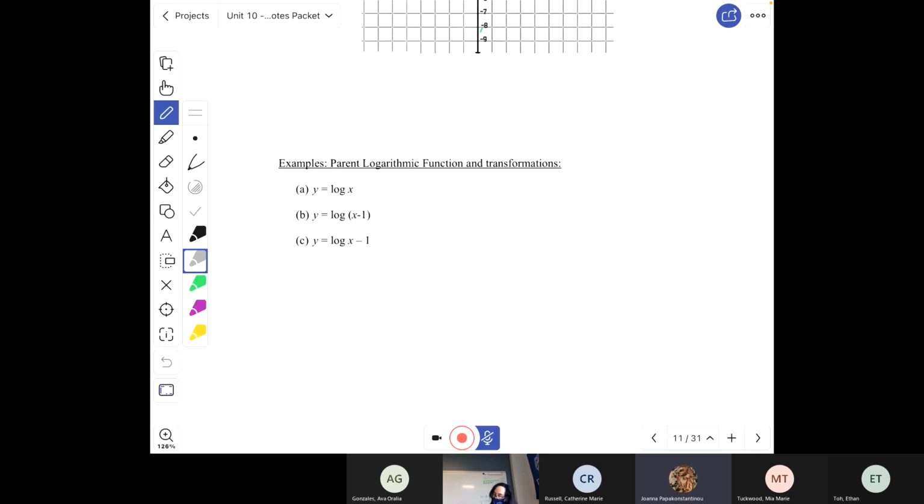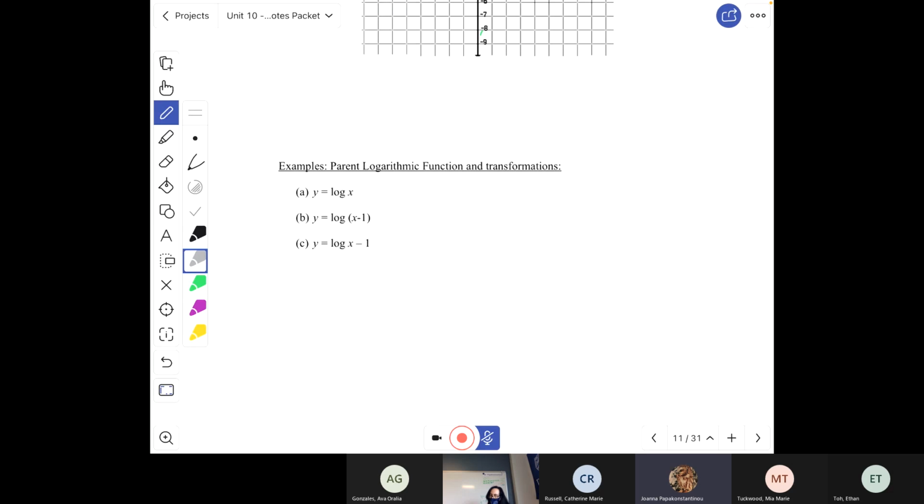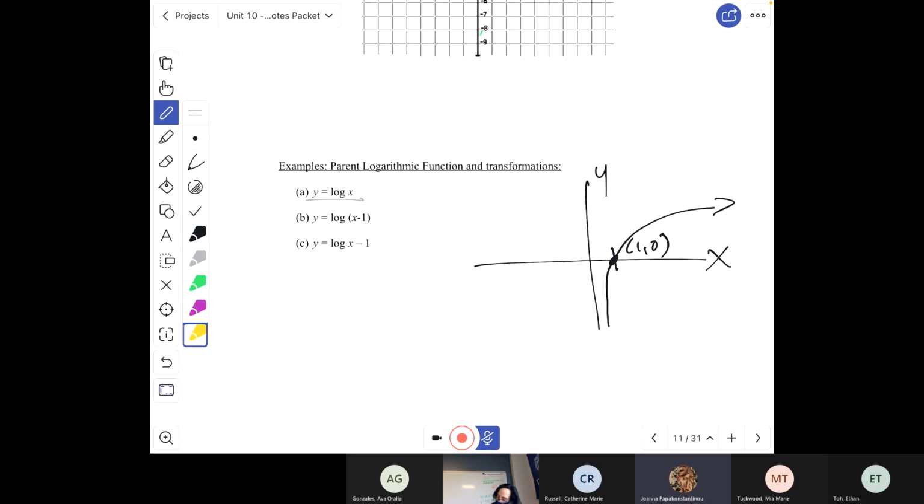So if I look at these, this is your parent, right? And you should be able to do a quick sketch of the parent. So that's this, right? With a vertical asymptote here. What have I done to this parent? Shifted it down one. I've moved it to the right one.